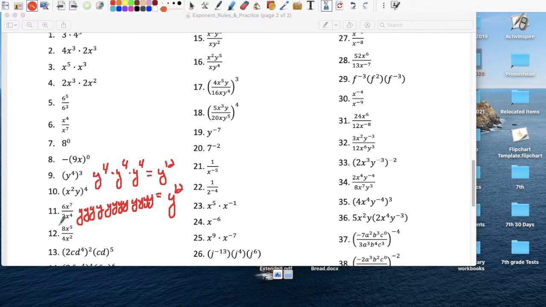But you don't want to do either this, and you don't want to do that. You just want to go straight to the answer. So as long as you understand it, y to the 4th to the 3rd power is y to the 12. We multiply the exponents.